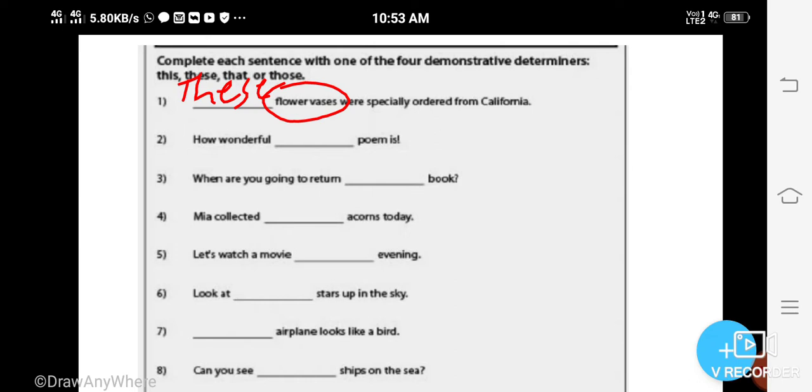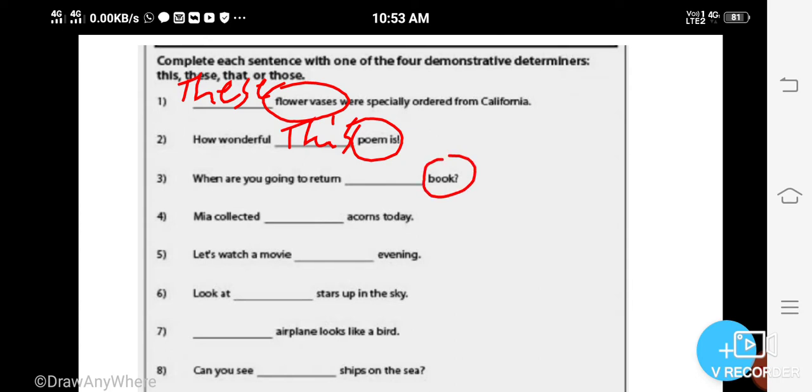Second one. How wonderful dash poem is. How many poems are there? The noun form is only one, singular. So, how wonderful this poem is. Next one. When are you going to return dash book? When are you going to return how many books?